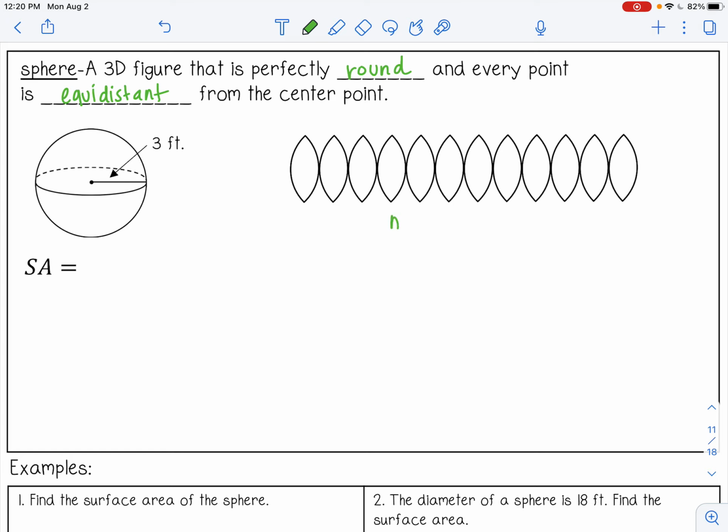And this is what the net of a sphere looks like, which is really weird. And of course, we don't know how to find the area of that particular type of three-dimensional shape. So for a sphere, it's going to be easier to just use the formula. And the formula is luckily really easy for a sphere. It's 4 pi r squared.